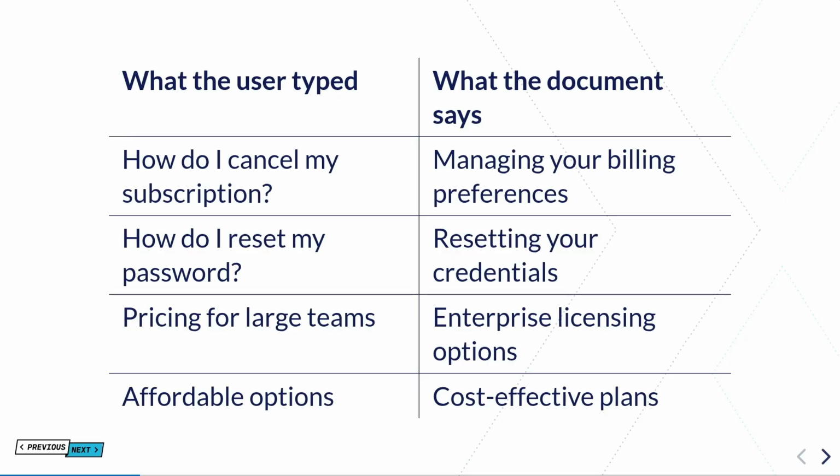If a user types affordable options, but your content says cost-effective plans, keyword search sees no overlap. There's no match in those words. The content exists and the answer is right there. But search just can't make that connection.